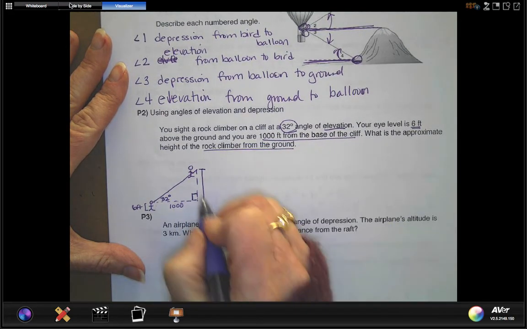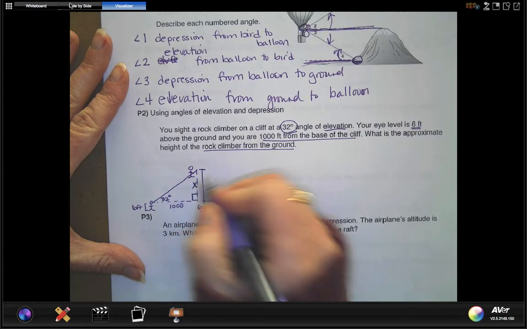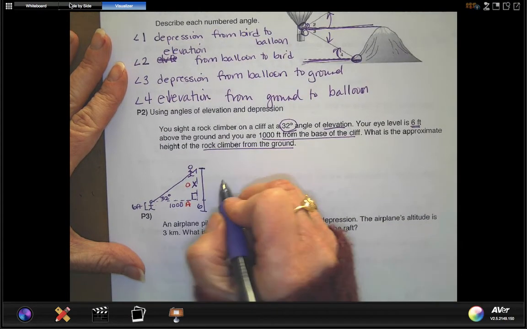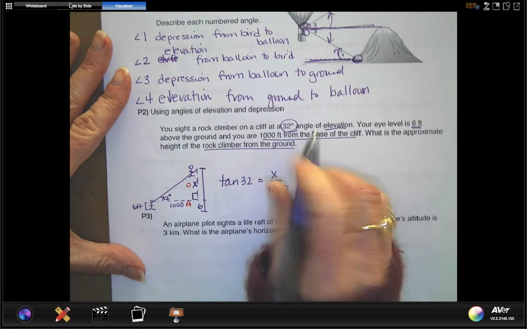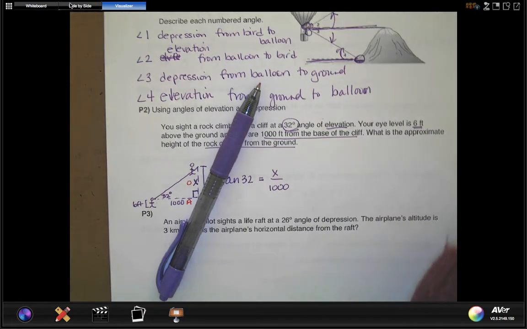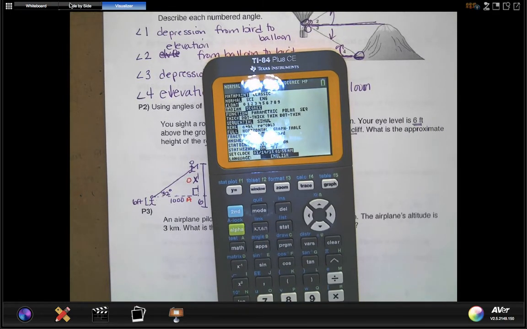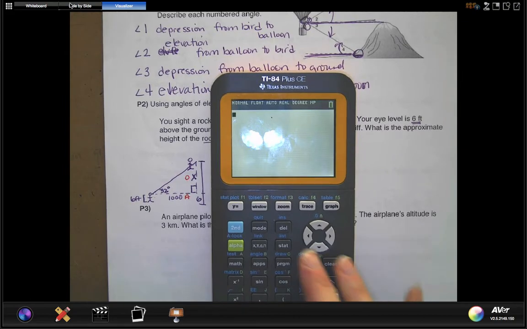I know that this part's 6, but if I'm just thinking about my triangle, let's just call that x. Here's my angle, this would be my opposite, this would be my adjacent. So I would be using my tangent function, opposite over adjacent. Remember, when you're doing these problems, you need to make sure that your calculator is in degree mode. So again, I would go to mode. I look at that degree right there, so I'm good. So I'm going to go to tangent 32 degrees times the 1,000.